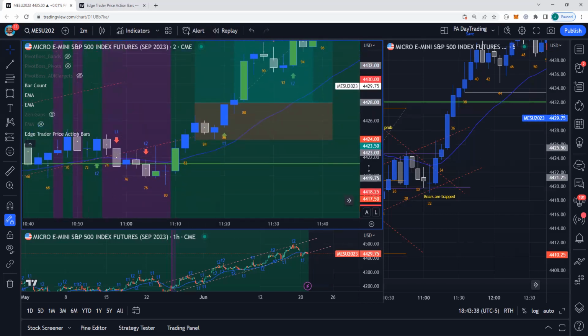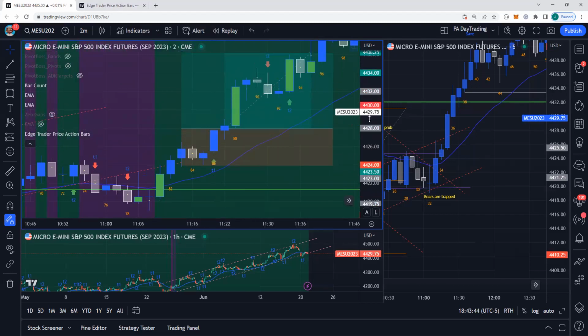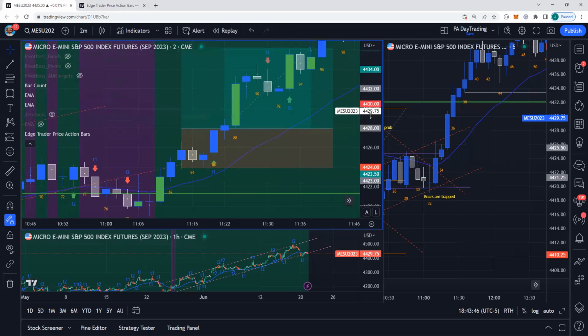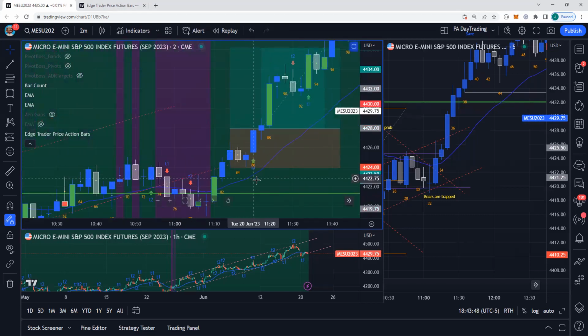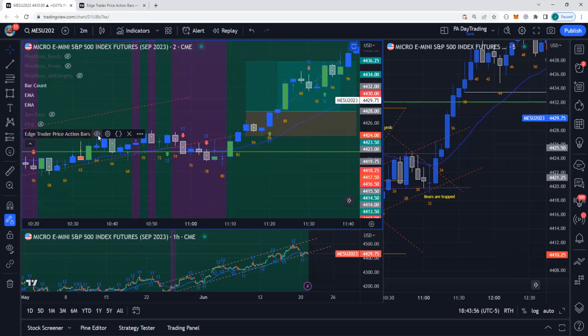But then the second entry long is always your higher probability trade. So that's this bar here. I don't want to get too far into those. We'll talk about two-legged pullbacks and second entry longs later, but they're great to get into trades. And you can see how this algorithm identifies it. Something cool that I've been working on for you guys.